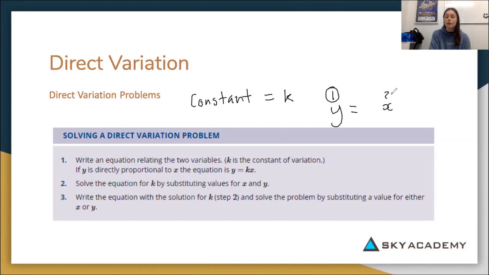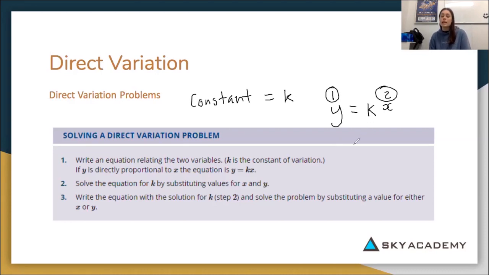And we find the constant by creating an equation that looks like this, where K is multiplied with X. So the first variable equals K times the second variable. So we solve the equation for K by substituting the values that the question gives us for Y and X. And then we write a new equation with the solution for K to solve the problem by substituting either X or Y.